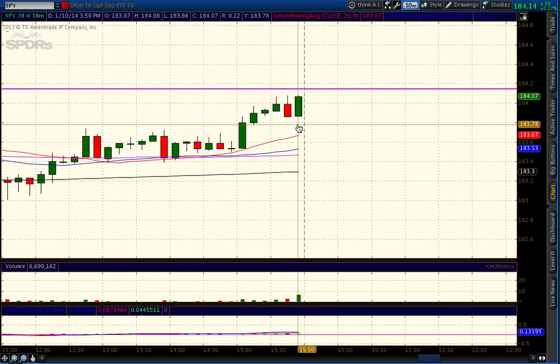I even have a 50, a 100 and a 200 on here. So that's what the moving averages are for. And again, they're simple moving averages on close is what we use. So this particular one opened at 183.87.